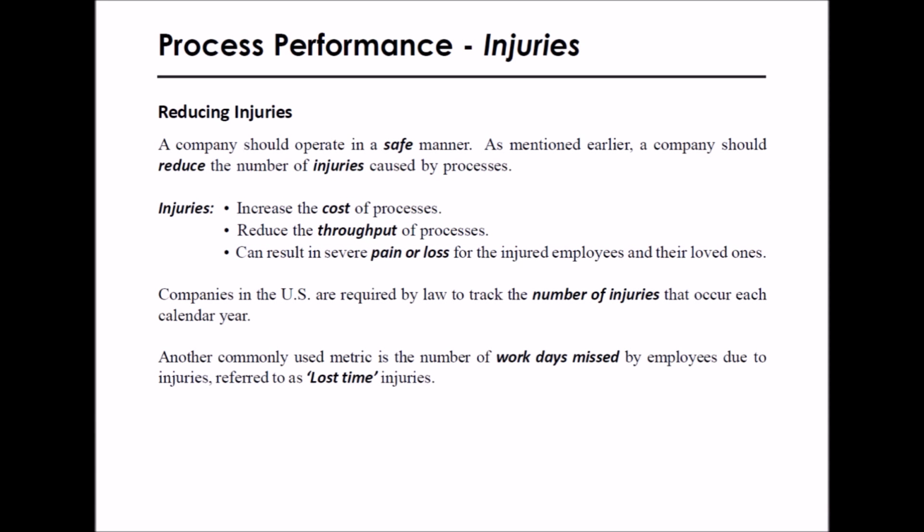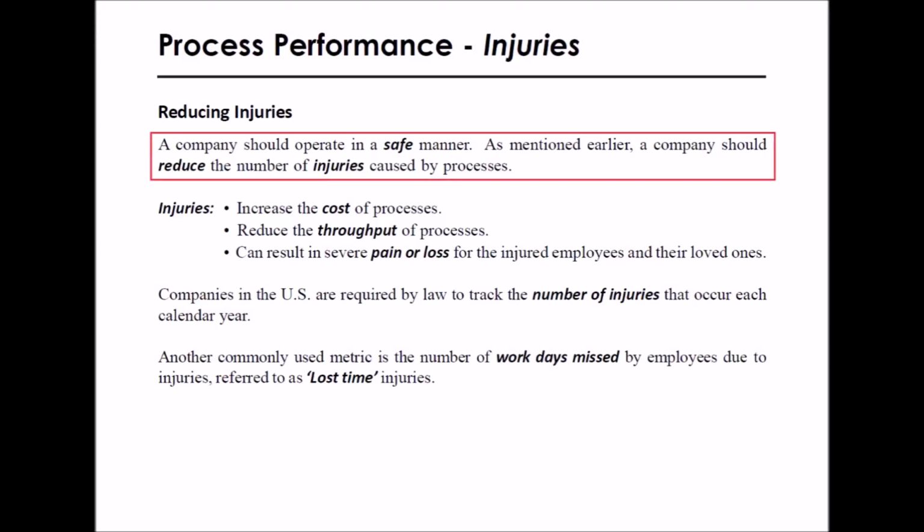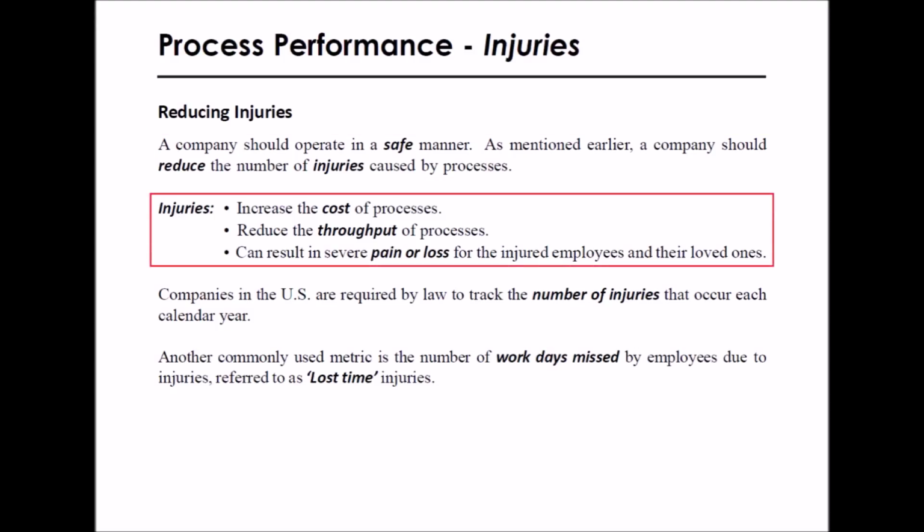You will start Session 5 by discussing the injury metric. A company should operate in a safe manner. A company should reduce the number of injuries caused by processes. Injuries increase the cost of processes, reduce the throughput of processes, and can result in severe pain or loss for the injured employee and their loved ones.